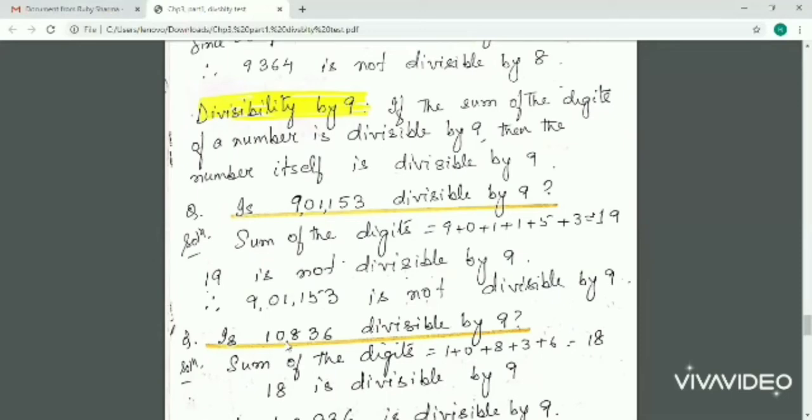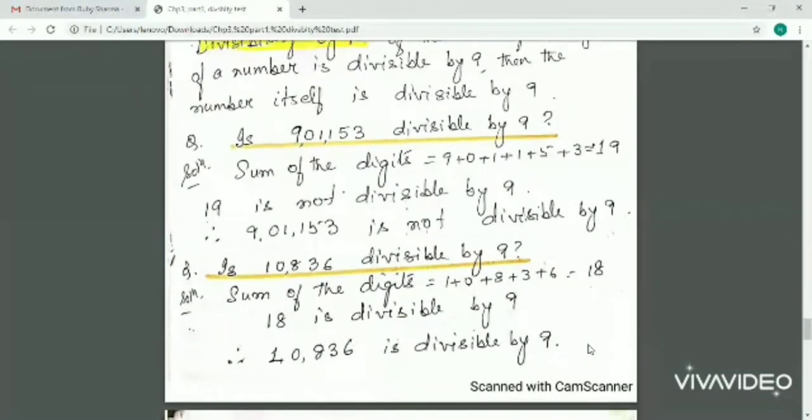But for the second question, when we add up the sum of the digits, 1 plus 0 plus 8 plus 3 plus 6, that's 18. So since 18 is divisible by 9, the whole number is divisible by 9. That is, 10,836 is divisible by 9. So I hope that's clear till now.